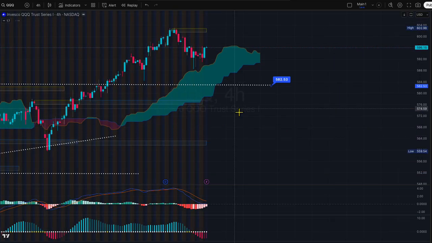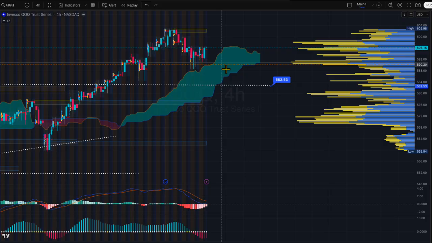We can look into the 4-hour chart. The 4-hour chart is also looking bullish, turning up. Look at that, it tested the cloud and is bouncing. So the 4-hour chart is also looking bullish.